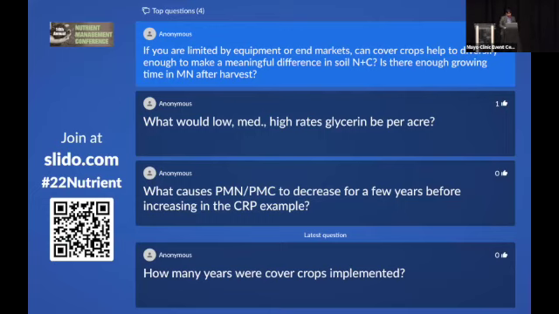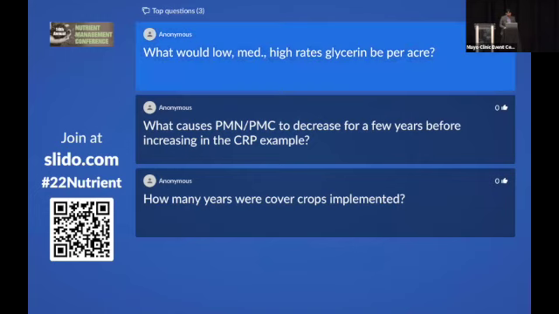The next one is, what would low, medium, high rates of glycerin be per acre? I need to remember that one. I think it was 80 gallons per acre, the low rate, then 240 gallons per acre, so 80, 3 times. And I think the last one is 720 gallons per acre.